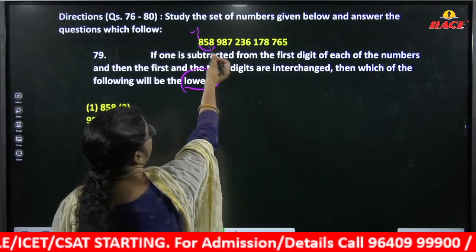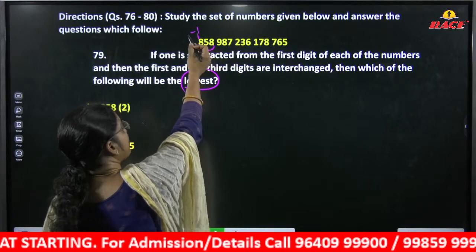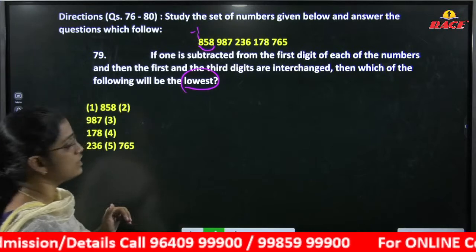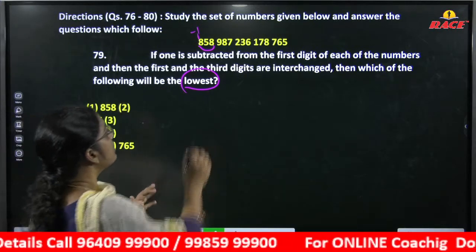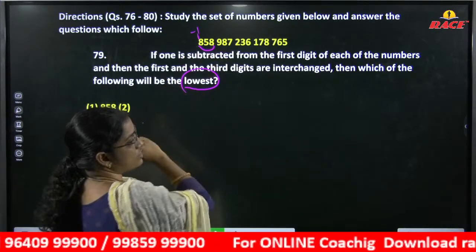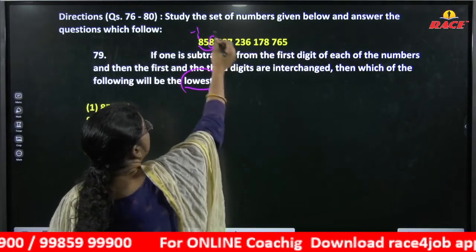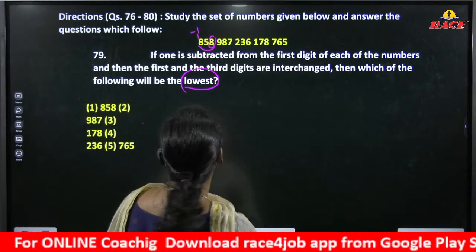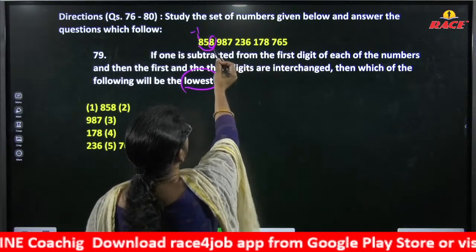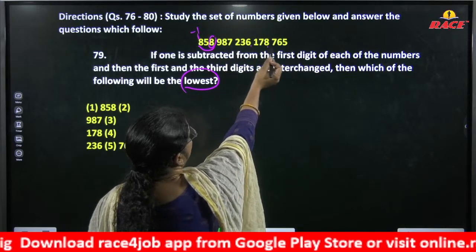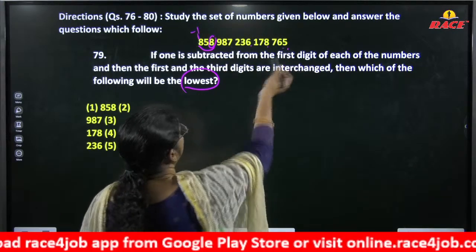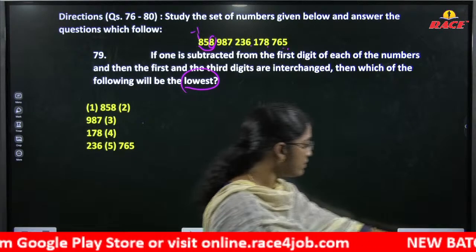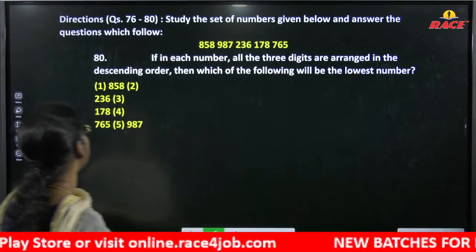If you interchange the first and third digits, whether or not you subtract one, the first digit will go to the third place. That means the third digit will be placed at the first position, so we observe only third digits. In the third digit place, which number is lowest? The digits are 8, 7, 6, 8, 5. The least one is 5 only. So the answer is 765. Now coming to our next question.